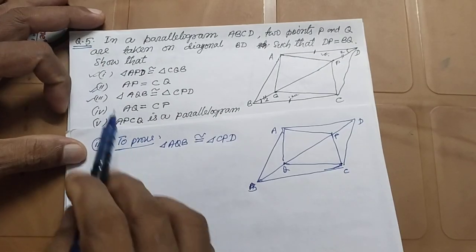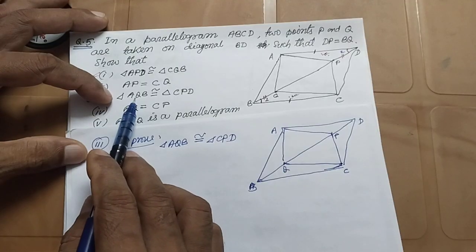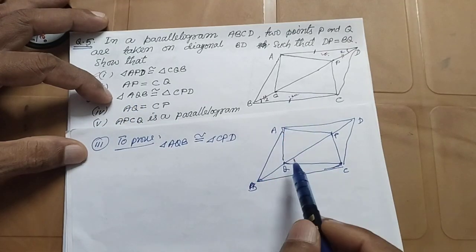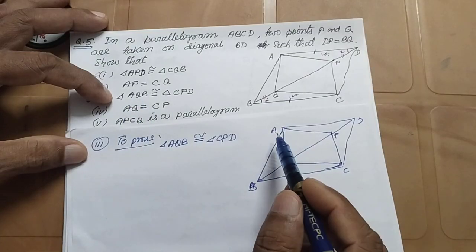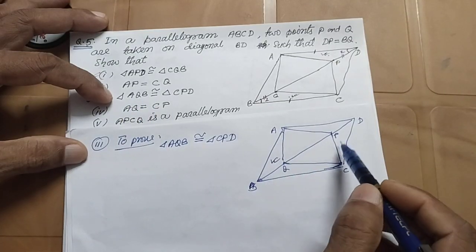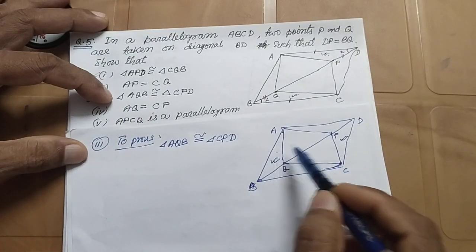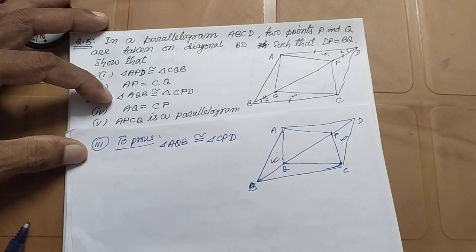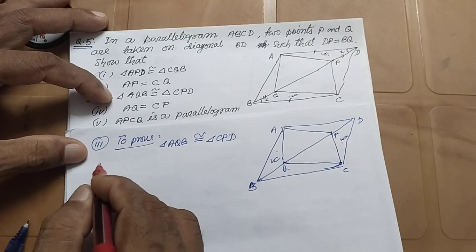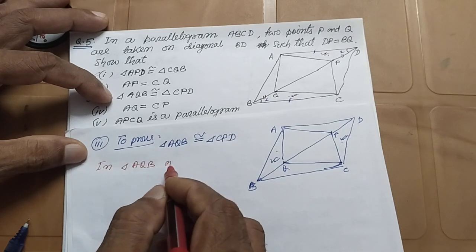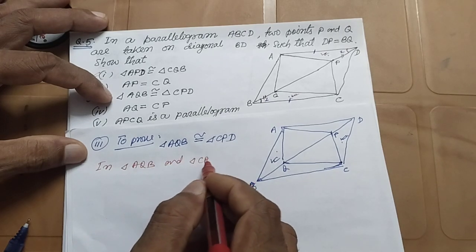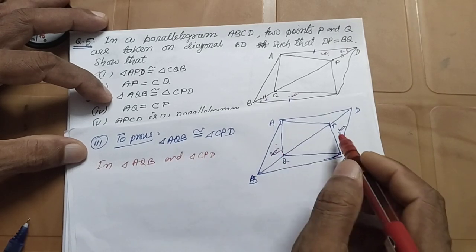The third part is to prove triangle AQB. The same diagram I have drawn again just for convenience to make it easier. This is triangle AQB, this triangle and this triangle. We are asked to prove these two are congruent. Now we can mention here which triangle we are considering: triangle AQB, and another is triangle CPD.